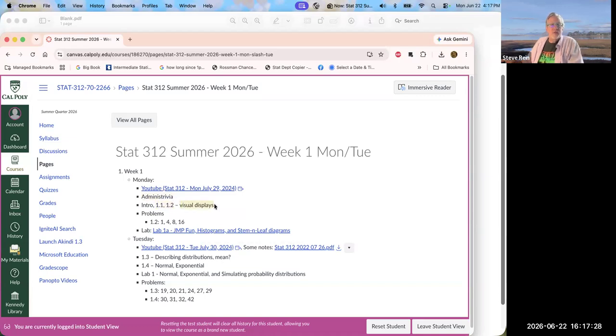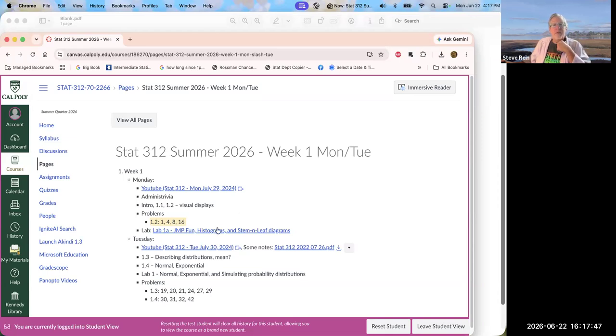Really, chapter 1, section 2 is visual displays of univariate data. We'll talk about that. The corresponding homework problems are out of chapter 1, section 2: 1, 4, 8, and 16. These are due on Wednesday by midnight. Well, I guess 11:59 p.m.